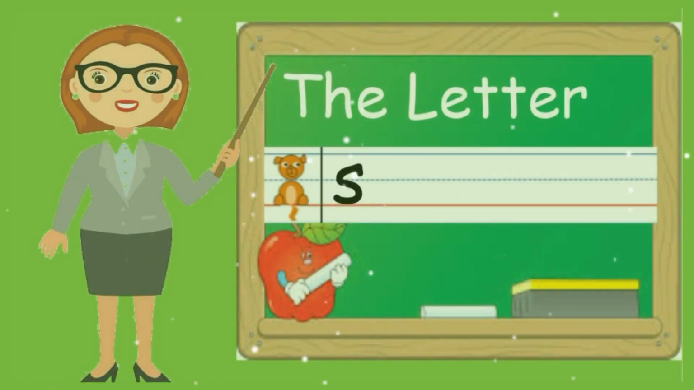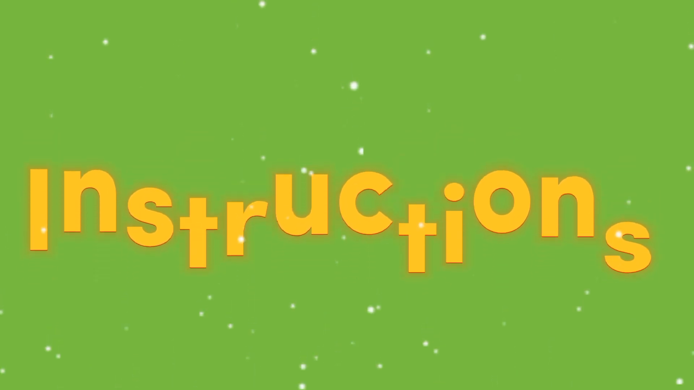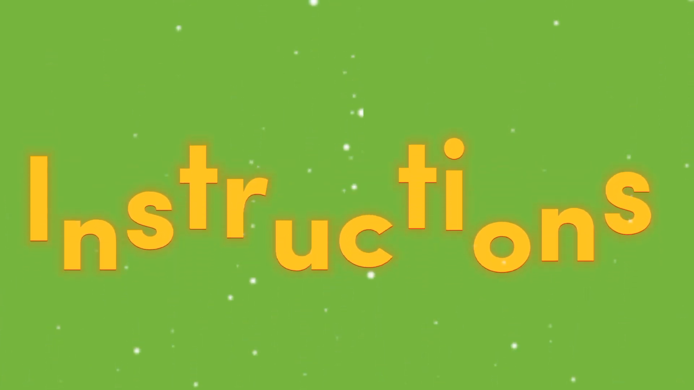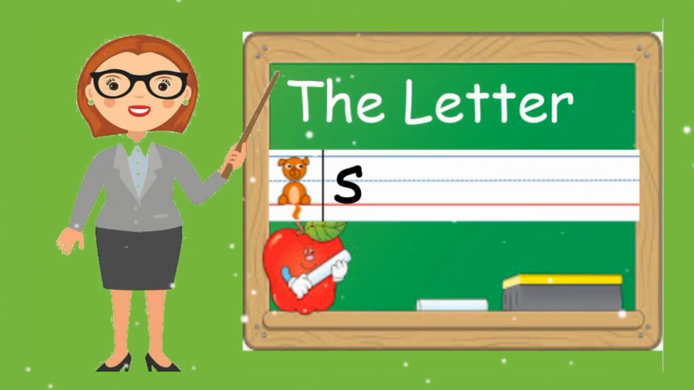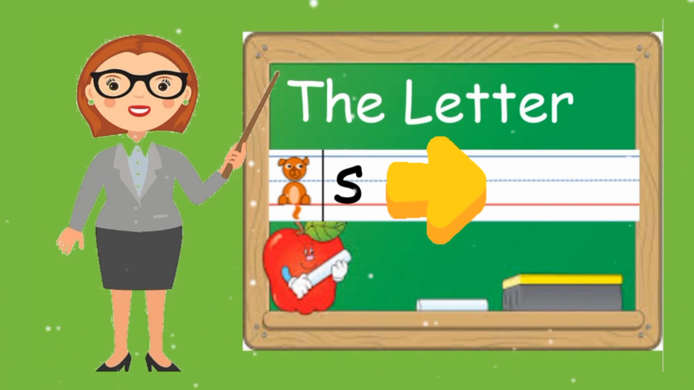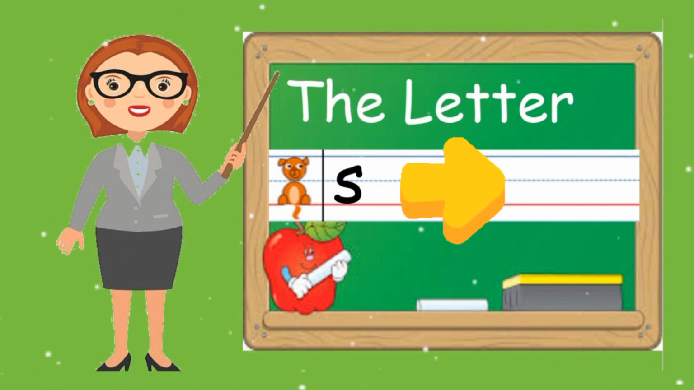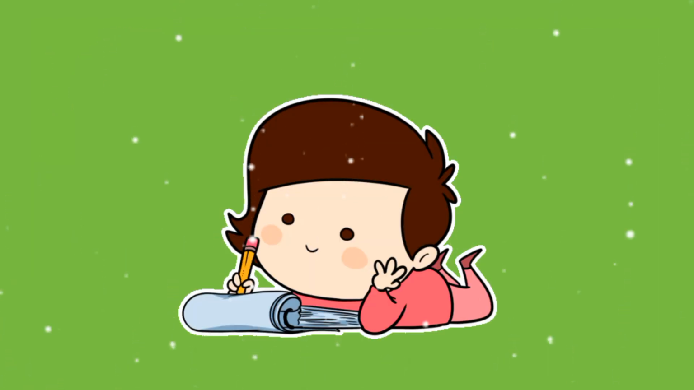Can you write the letter S on the puppy lines? Let's try and see. Here are some instructions before you start. You must write across the page. That is from left to right, which at the same time will help you to learn to write better.